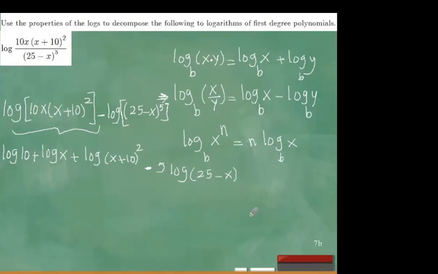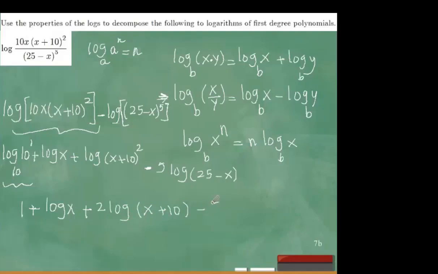Next one, log of 10. Recall, log of a to the power of n with the base a would be the same as n. So because the base here is just 10 and the exponent is 1, log of 10 would be just 1, plus log of x, plus, I'm going to move this 2 right in front of the log because here I have a power. So it would be 2 log of x plus 10, minus 5 log of 25 minus x.